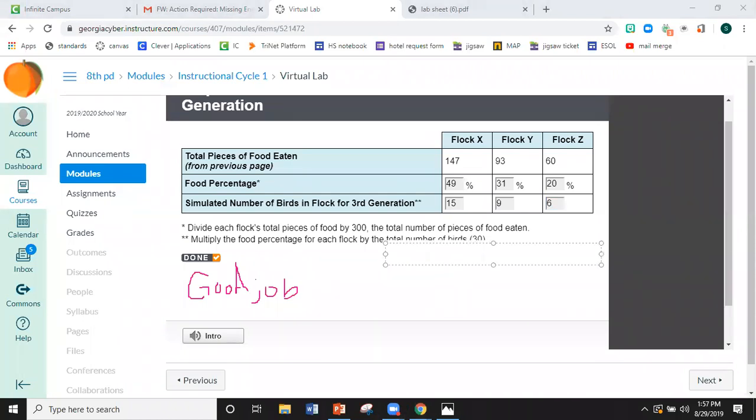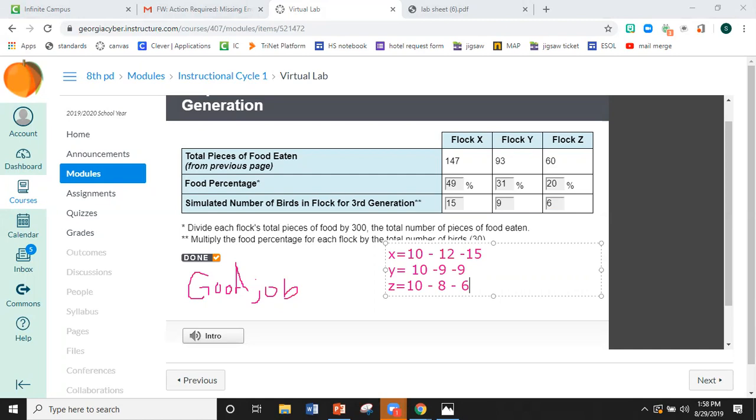Let's think about it. Flock X started with 10. After the second generation, they're at 12. By the third generation, they were at 15. Y started with 10, was at 9, and then 9 again. But look at flock Z. They had 8 at the second generation and 6 by the third generation.